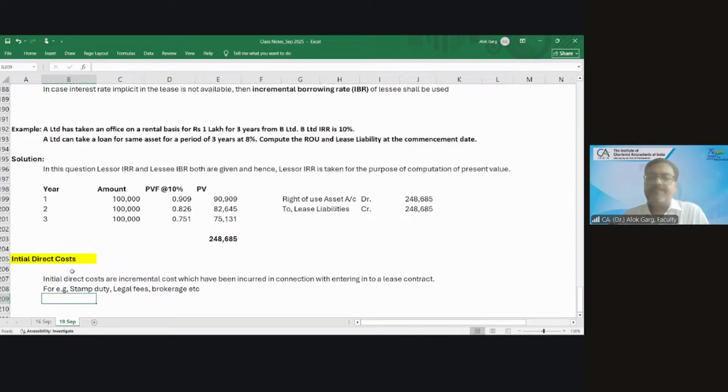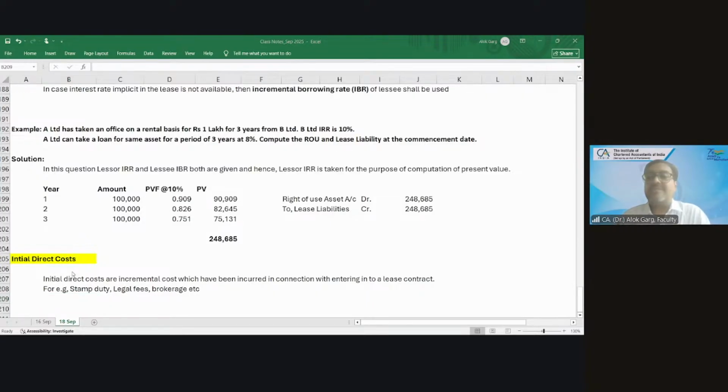Yes, right. Yes, sir. Correct. Legal fee. And when I have finalized the flat, then I have to do the paperwork. So there is a stamp paper cost, there is a registry cost, there is a lawyer fee. All these are considered as the initial direct cost. So friends, if the lessee is incurring any initial direct cost, that initial direct cost also needs to be added to the right of use asset. This is also required to be added to the right of use asset.